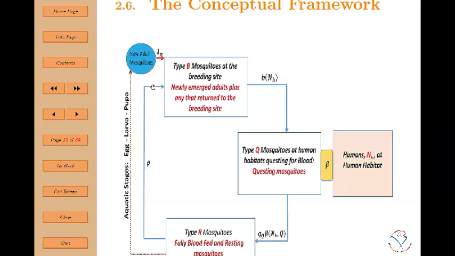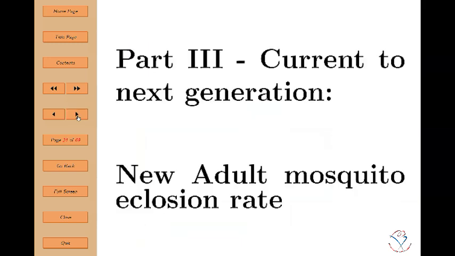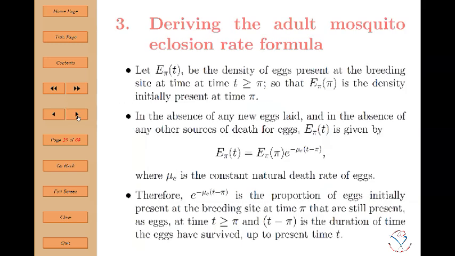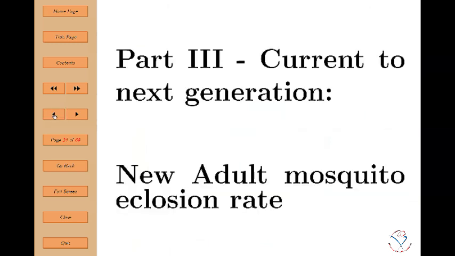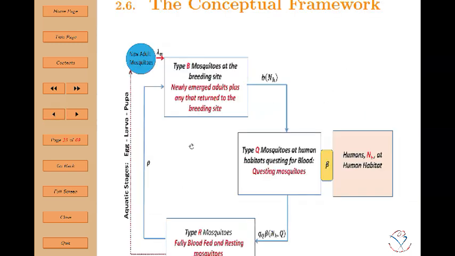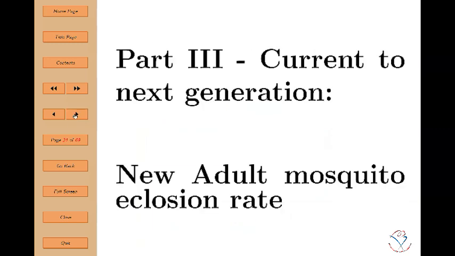That's the simple framework. The question that we want to answer here is, how do we measure the next generation of mosquitoes from the present generation? And it looks at, from the current to the next generation, the new adult mosquito eclosion rate.